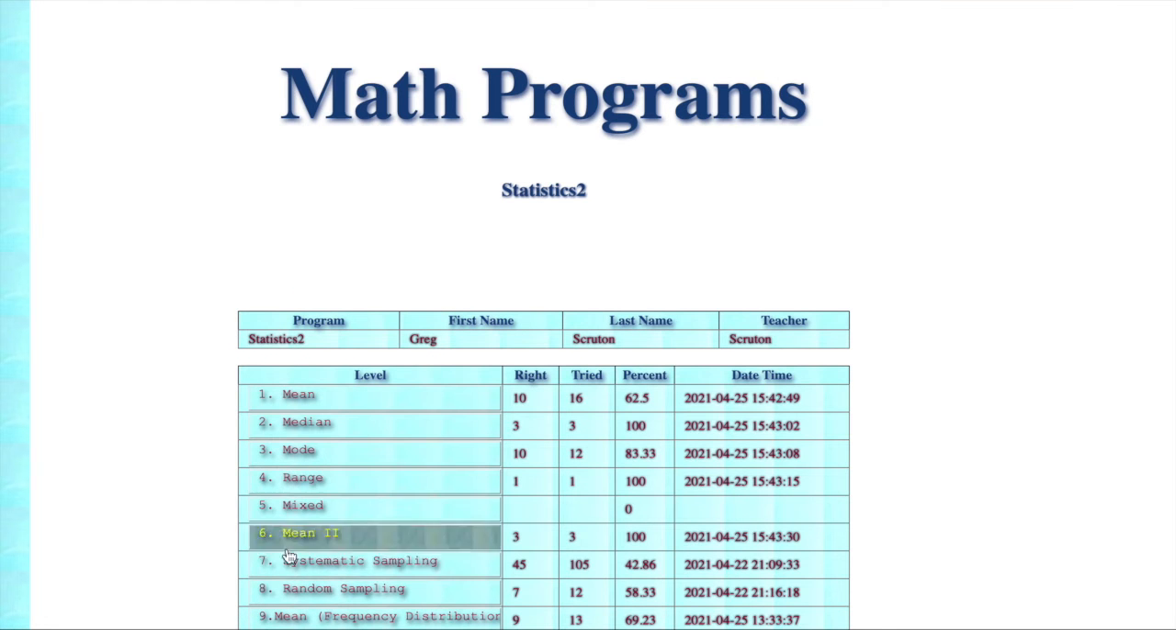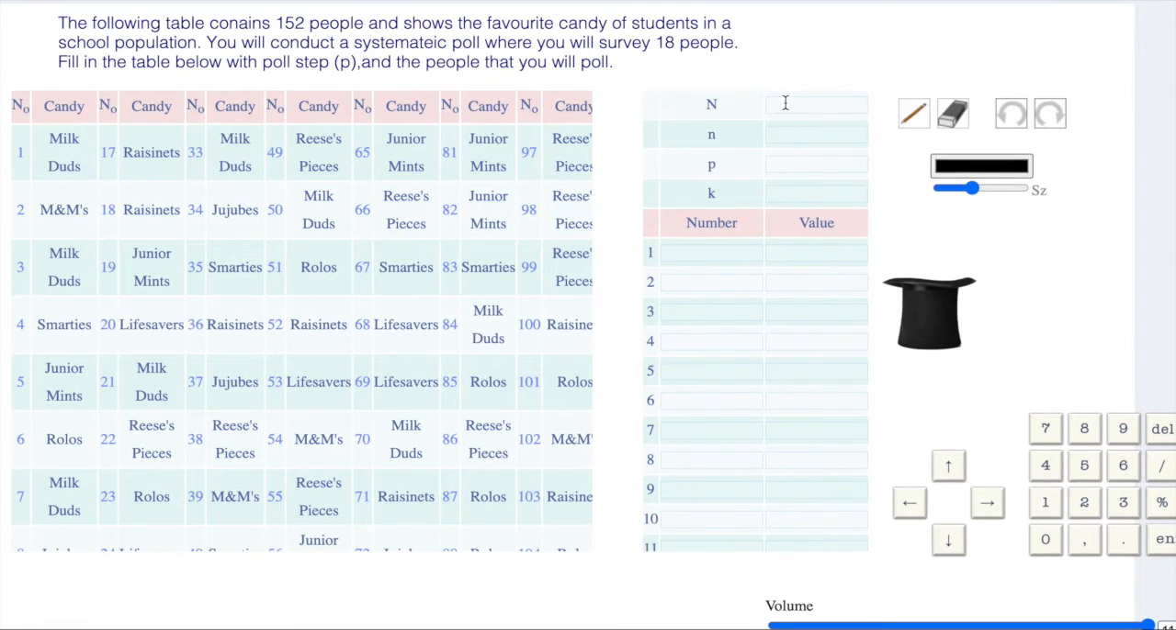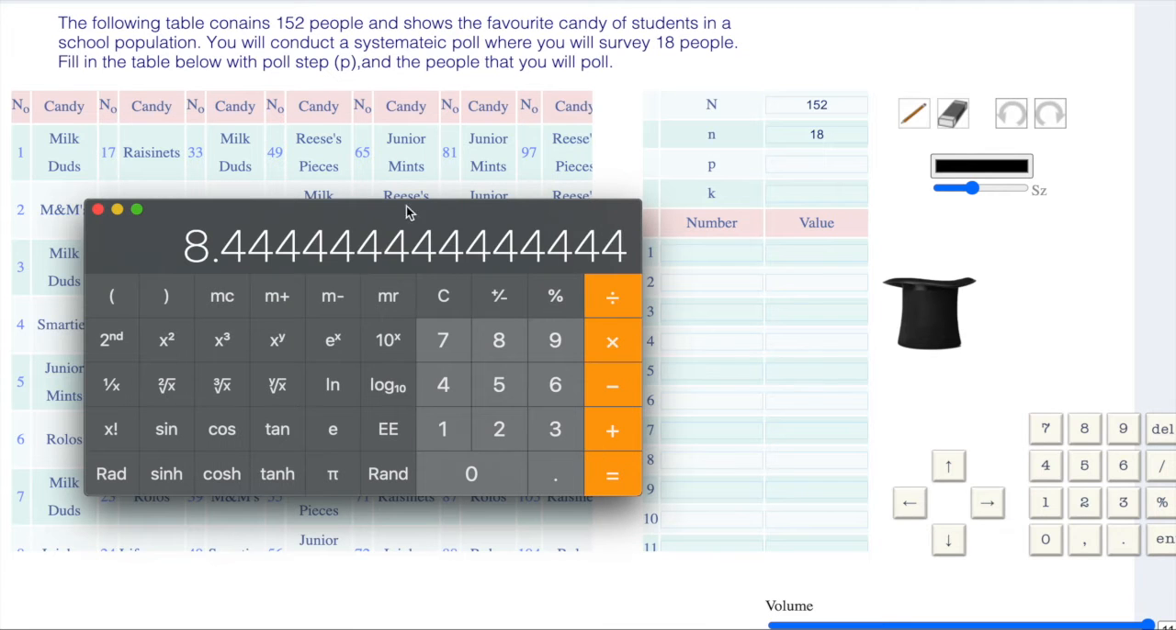Level 7 is systematic sampling. This is systematic sampling. I want to populate this whole table, but I want to do it systematically. We're working with something called a poll step. I have 152 people, and I want to poll 18 people out of that. So we're going to make something called a poll step. Divide 152 by 18, and then we round it down: 8.